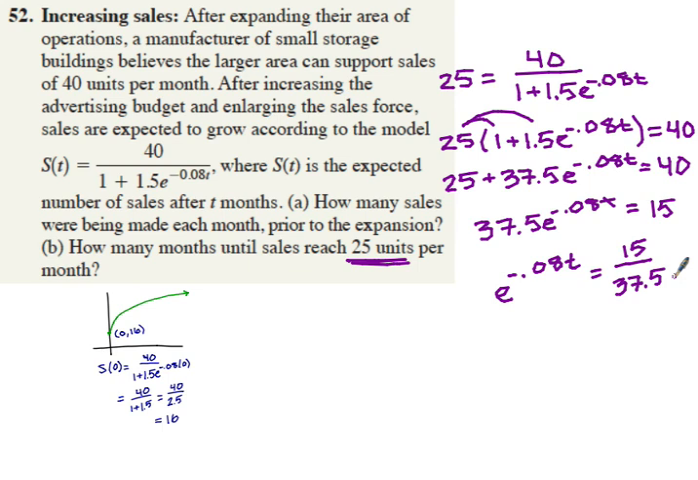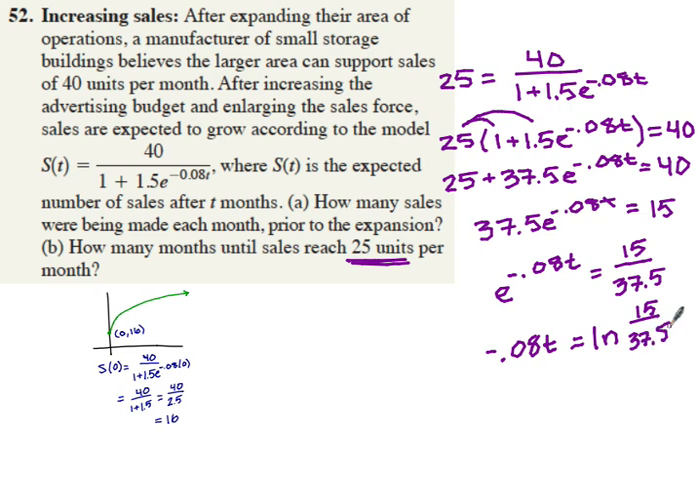How do we undo e, Henry? So you need to take the natural log. Good, since we're working with that e. Put the natural log of 15 over 37.5. Good. So when we take the natural log of both sides here, that negative 0.08t moves itself out front. Natural log of e is 1, so that goes away. And then we have the natural log of our 15 over 37.5.